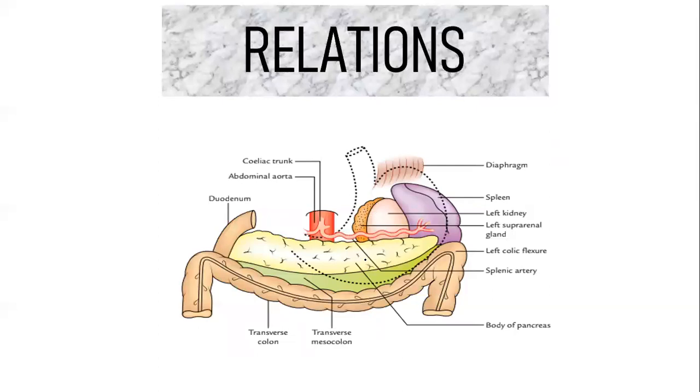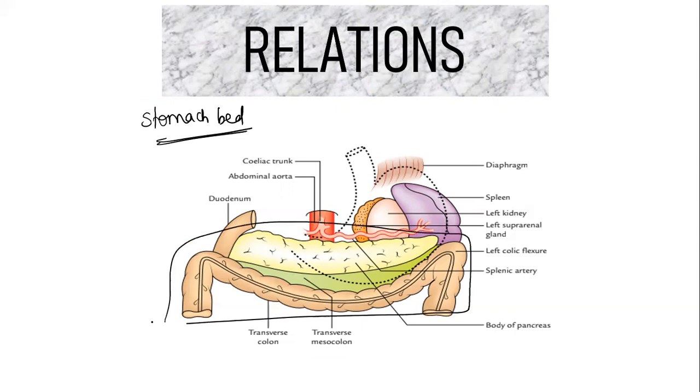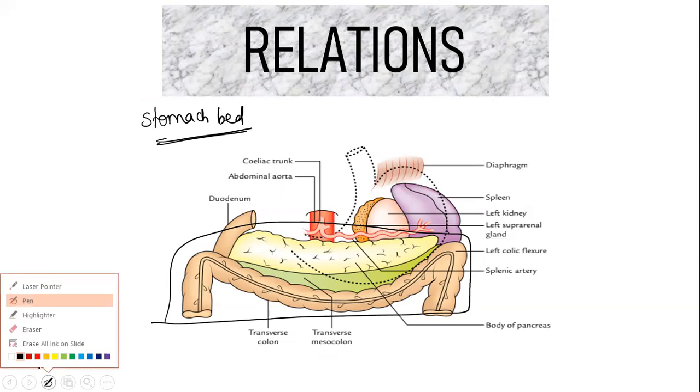Now coming on to the posterior relations. The posterior relations are collectively called the stomach bed. If you take, this looks like a bed, right? This entire structure looks like a bed where the stomach is going to take rest. Can you appreciate this? This dotted line is the stomach, and it is just relaxing, right? So that is why it is called the stomach bed. The posterior relations have got so many viscera, and there is an acronym to remember.